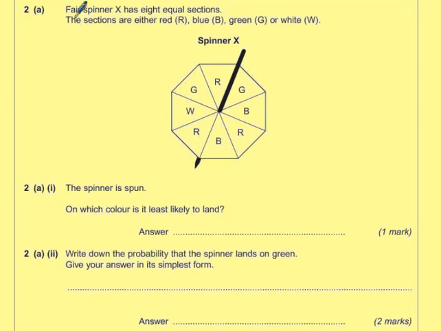Question 2. Fair spinner X has 8 equal sections. The sections are either red, blue, green or white. So the first thing we're going to do is actually add up how many of each colour there are. So we've got the red, and we've got 1, 2, 3 sections that are red.